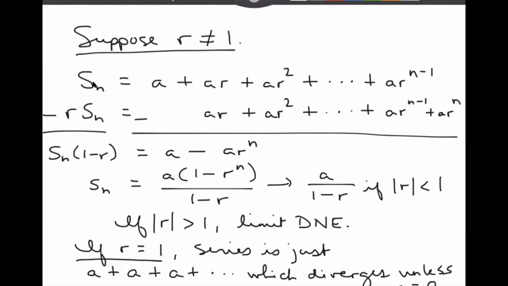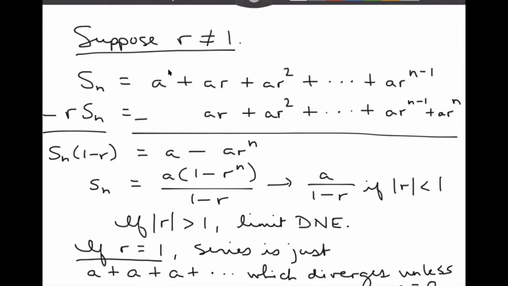And let's look at the nth partial sum of this geometric series. It would be a plus ar plus ar squared, up to ar to the n minus 1. And this is a partial sum, so this does not continue forever. So now what I'm going to do, because it's a trick that works, is I'm going to multiply both sides of this equation by r. So on the left side, I will have r times s sub n.